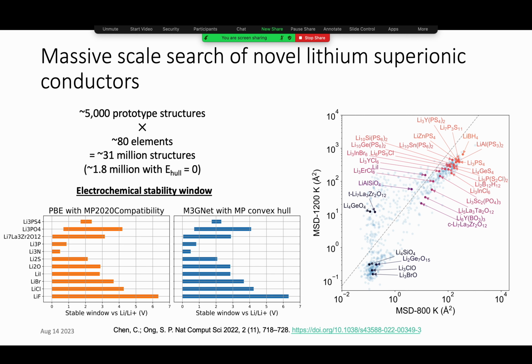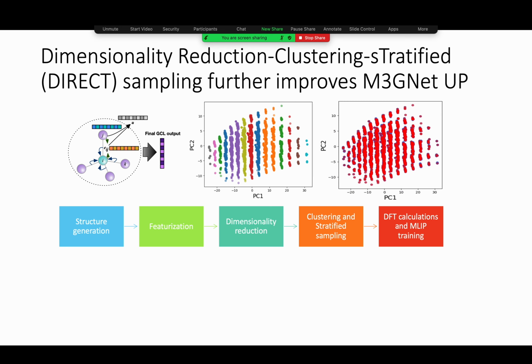This is basically a plot of the mean square displacement at 1200K versus the mean square displacement at 800K. You notice that all the well-known lithium superionic conductors sit in this region over here. This is the good lithium ion conductor region. Basically, materials with a fairly high diffusivity at low temperatures and a fairly low activation barrier for diffusion. And we are, of course, exploring all these gray dots in this region, which have not been explored for lithium superionic conductor applications, okay? All right.